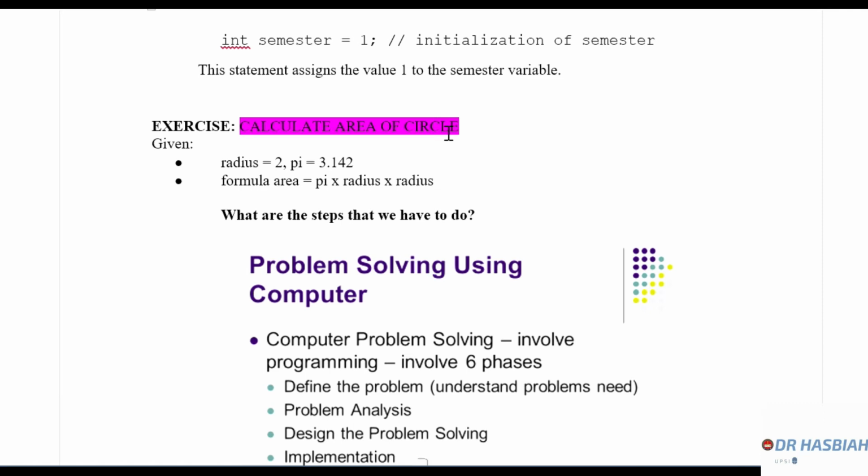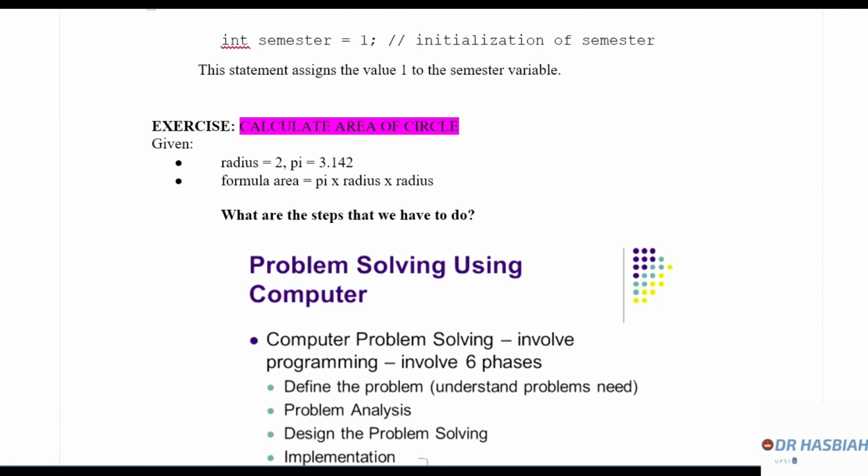Just calculate the area of the circle, and you are given the radius equal to 2 and pi equal to 3.142 here. So you have the value of radius, the value of pi, and you are also given the formula of area equal to pi times radius here. Alright, so now what are the steps that you have to do in order to solve this problem?